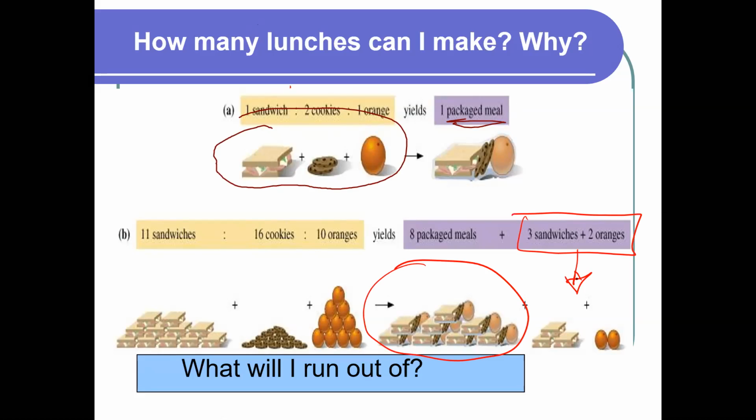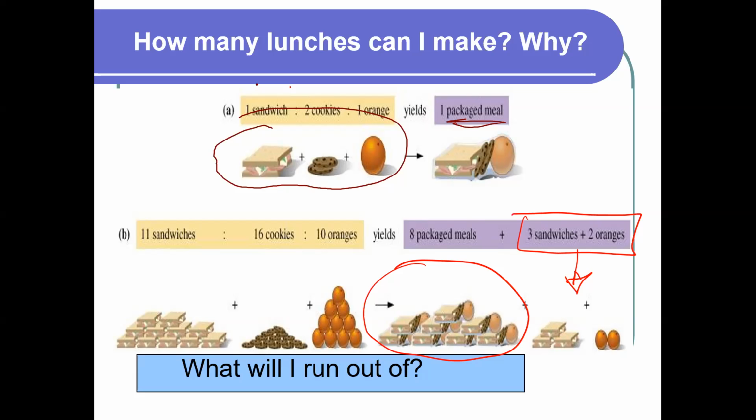What was preventing us from making more meals? Every meal has a sandwich, 2 cookies, and an orange. Every packaged meal has 1 sandwich, 2 cookies, and 1 orange. So these are our meals. Every meal needs to have 1 sandwich, 2 cookies, 1 orange. It needed more cookies. More cookies.